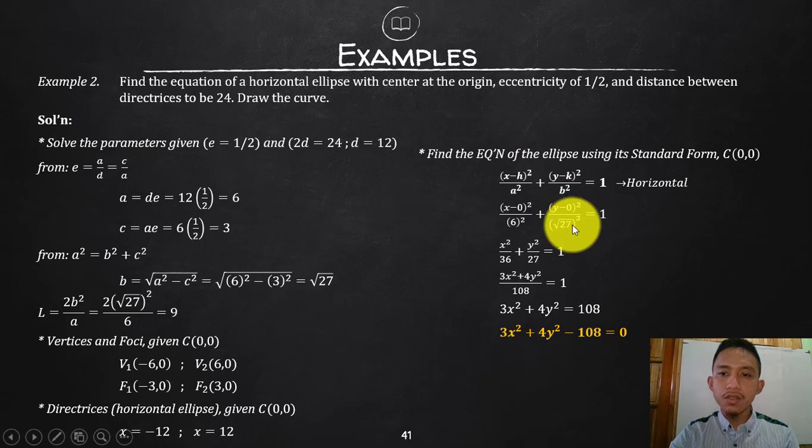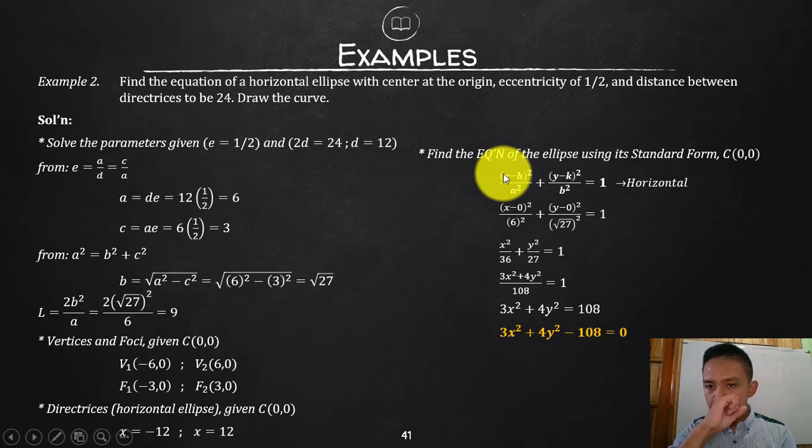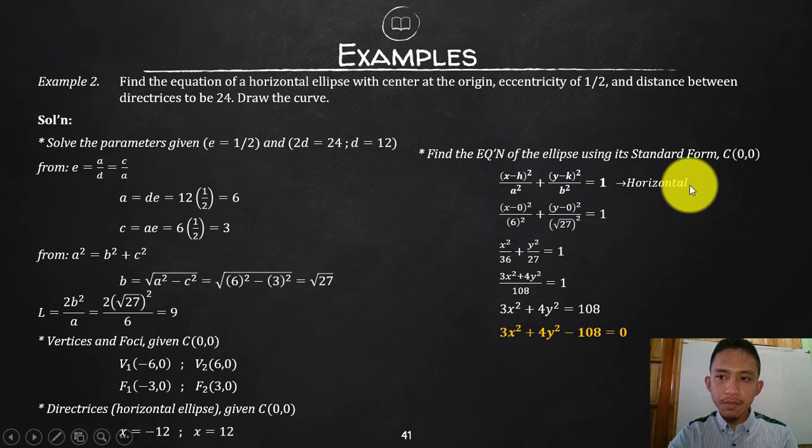So what will I use? A below X or A below Y? Because that is horizontal, A is below your X. It means that your major axis is parallel with X. Okay, so substitute. H and K, by the way, is 0, 0, so that is useless. But A there is 6, and then B there is square root of 27. So substitute. X squared all over 36, plus Y squared all over 27, equals 1.